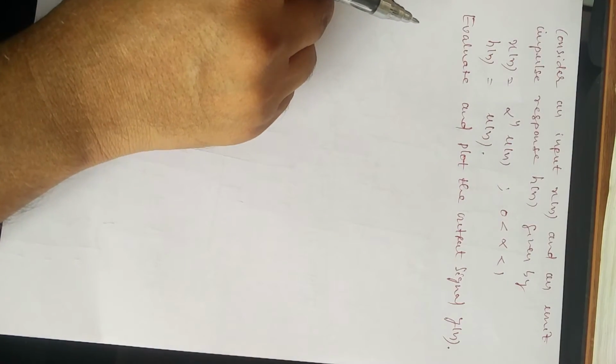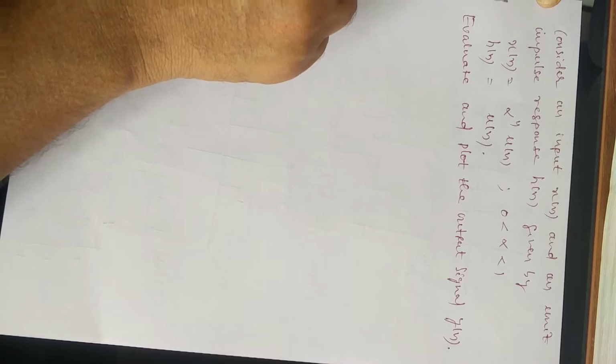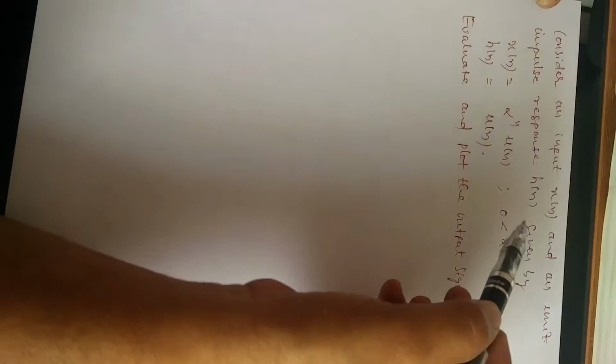Solve problem 1, convolution sum. In this problem, I have taken the two infinite duration sequences, u of n and u of n. They are right-sided infinite duration signals.